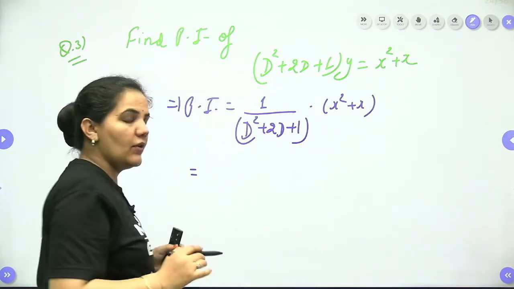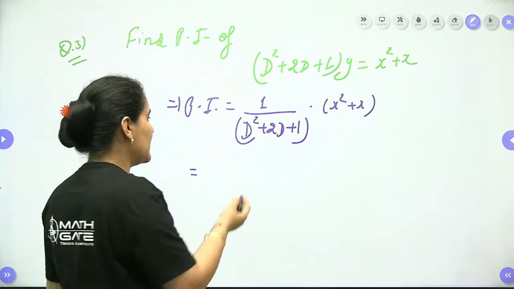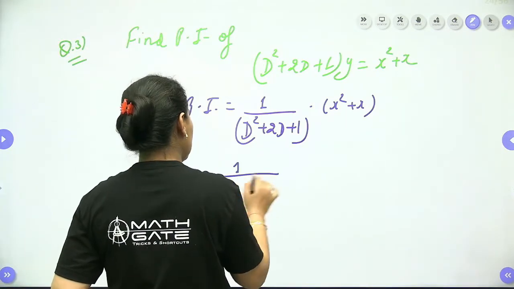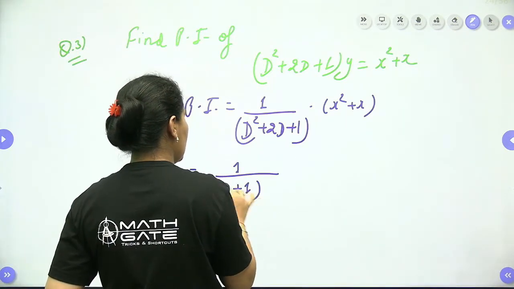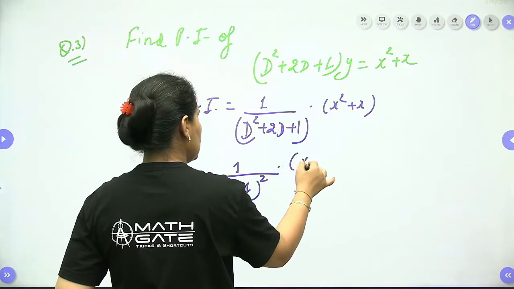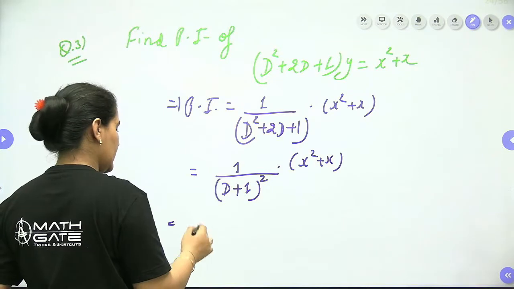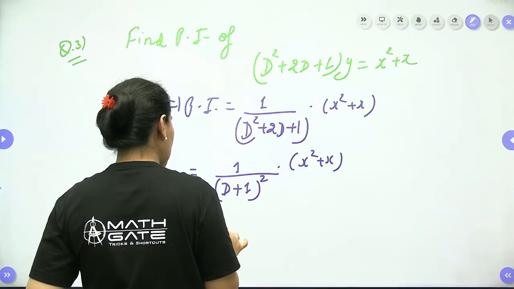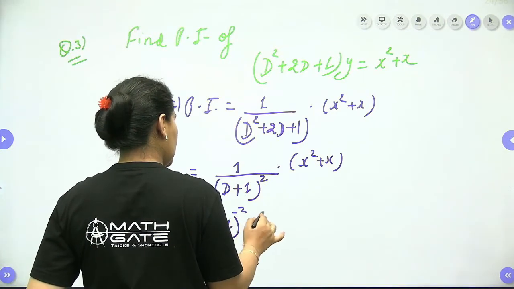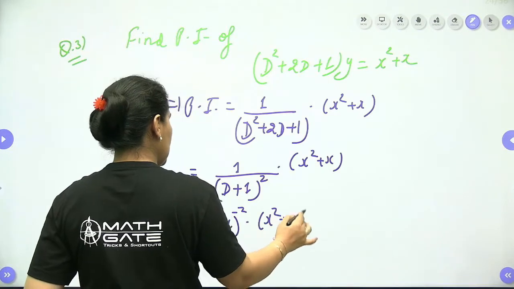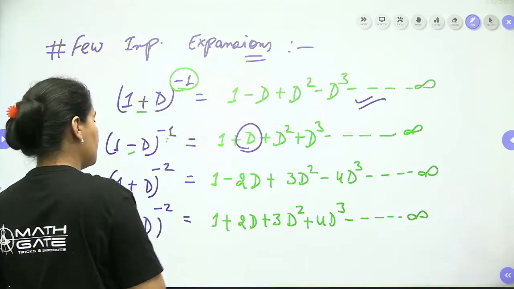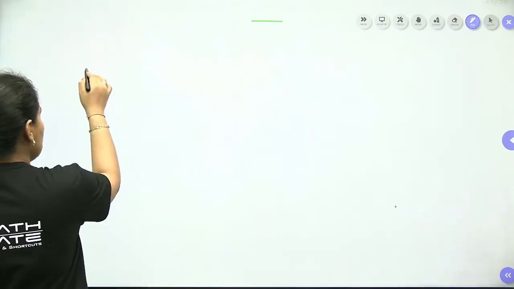We have to make it in the form of 1 plus D. But here we can see it is nothing but D plus 1 whole square. So it is x square plus x only. When we move it to the numerator, it will be D plus 1 power minus 2 into x square plus x. It means this is the third form, right? We can go for form number 3.